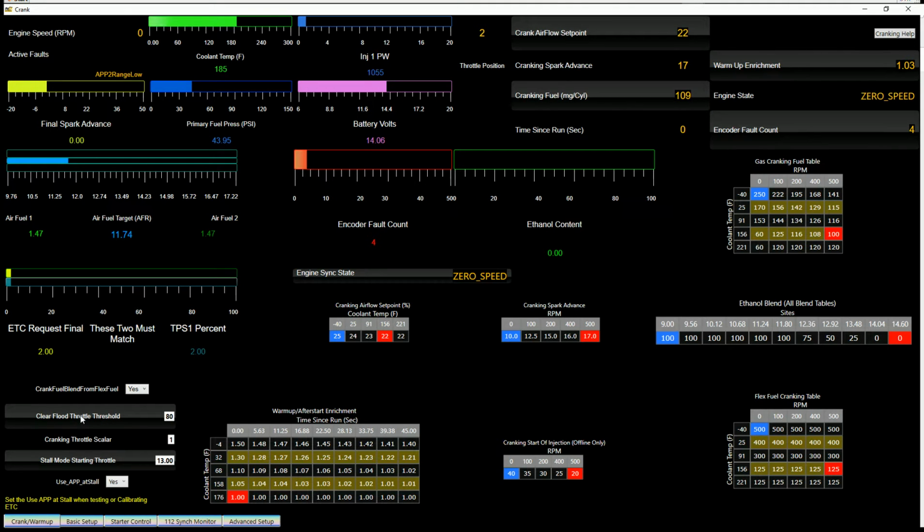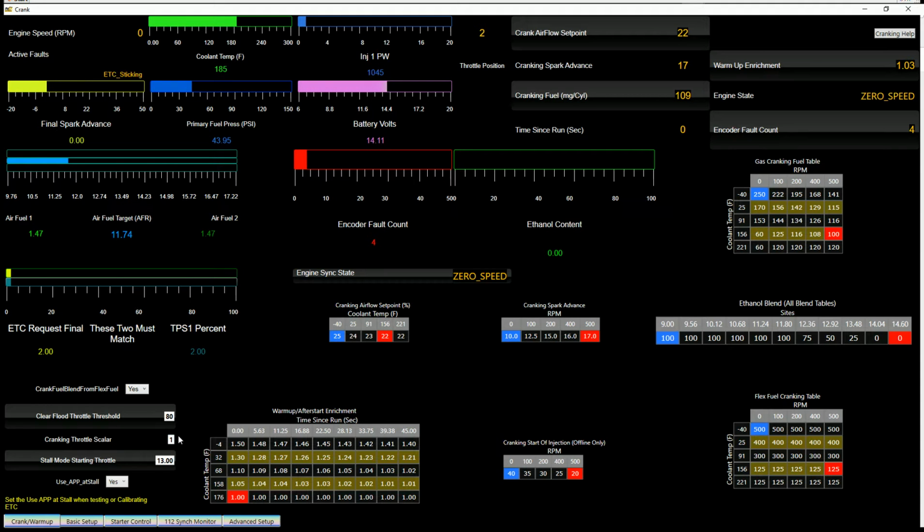Clear flood throttle threshold, 80%. That means if I'm at over 80% throttle, it's going to turn the injectors off and just spin the engine over to try and clear the flood condition. Cranking throttle scalar of 1. I typically leave this at 1. This just means as you're increasing throttle, you're going to increase fuel at the normal 1-to-1 rate.